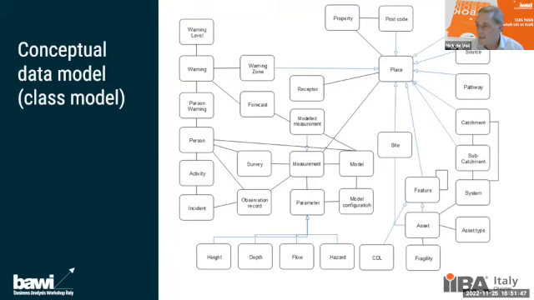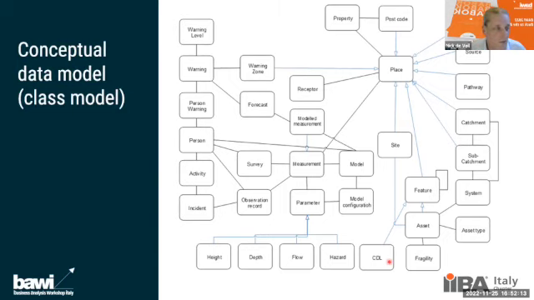So here's an example of a conceptual data model that I drew for a government client, and you can see it's very simple. There are just boxes with a word in each box, and there are lines joining the boxes. So each box is an entity, and the lines represent relationships between them.